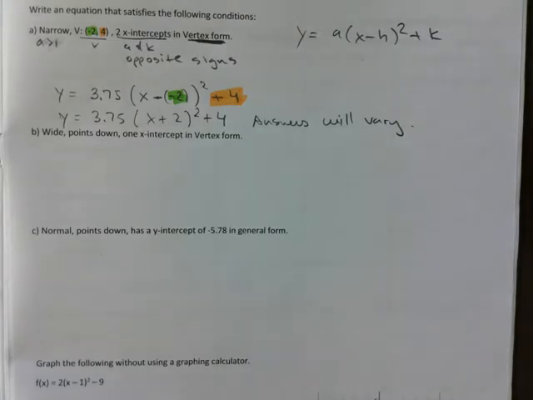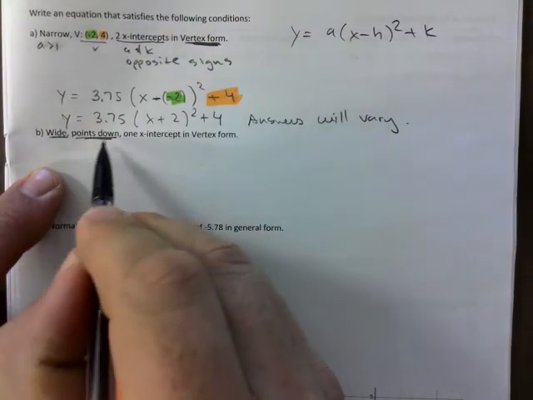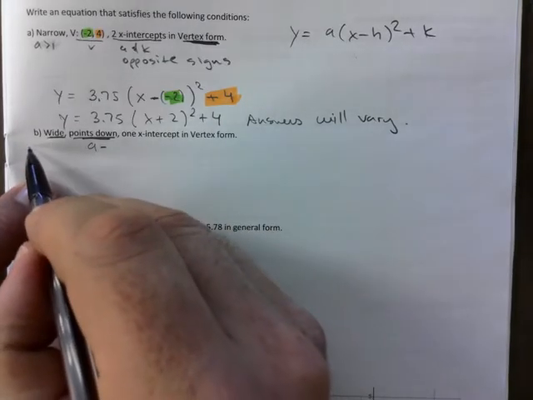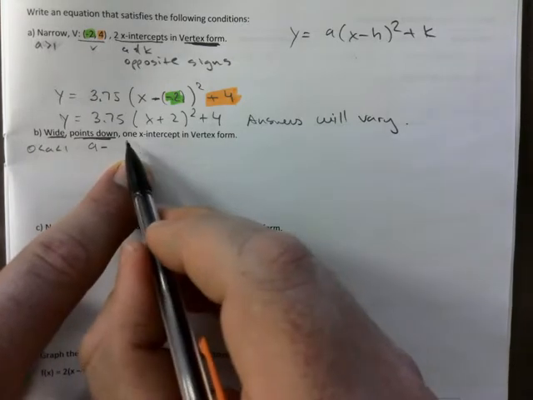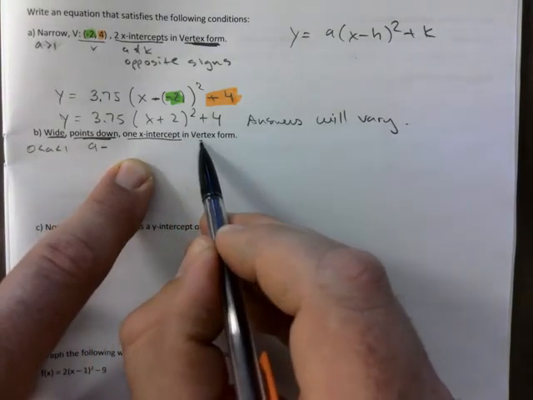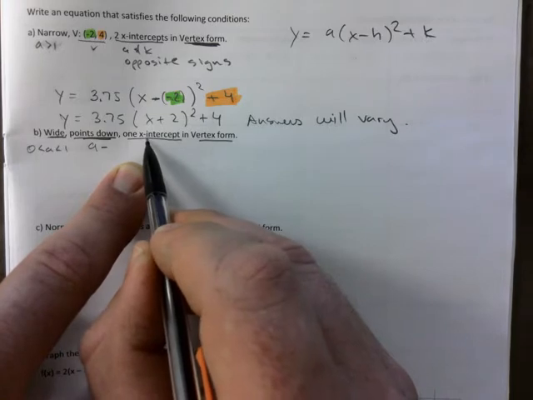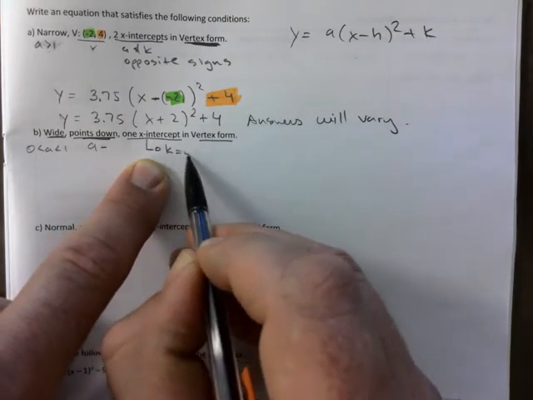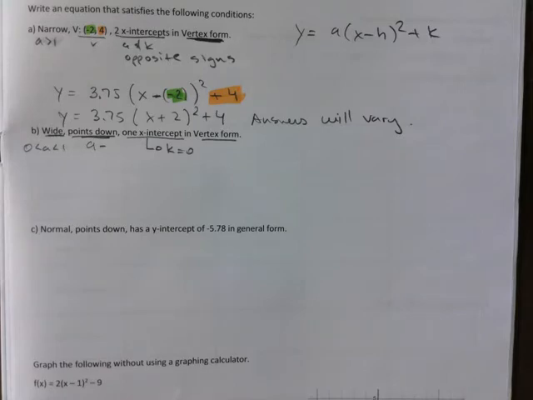So that's that. Next, you want something that's wide, points down. Hey, points down, I know that one, right? If it's wide, I know that A has to be between 0 and 1. 1 x-intercept in vertex form. What does 1 x-intercept tell me? It tells me that k is equal to 0. That's what that tells you, because the vertex will be right on the x-axis.